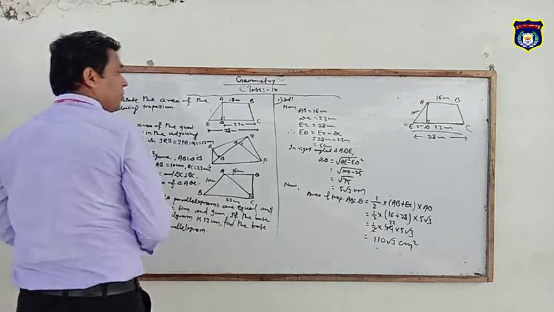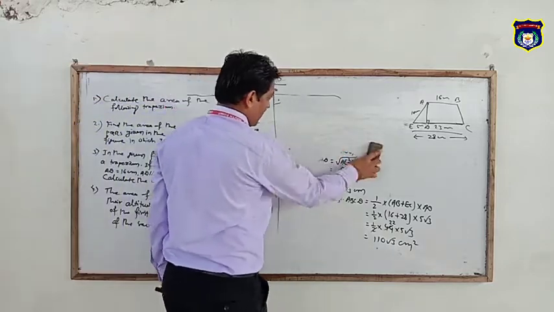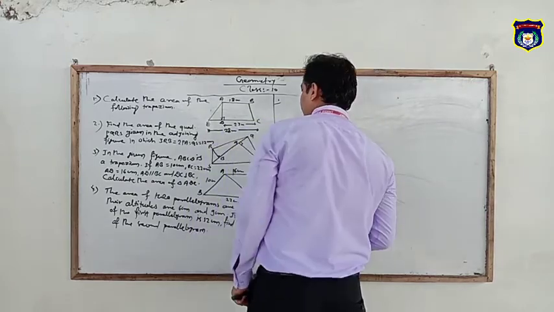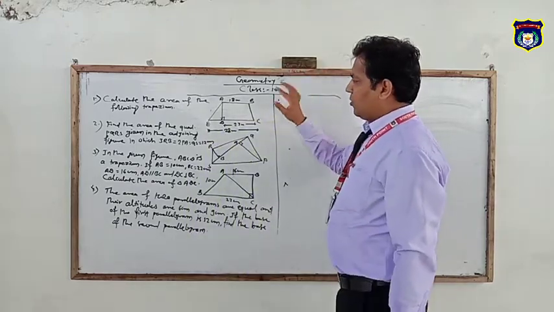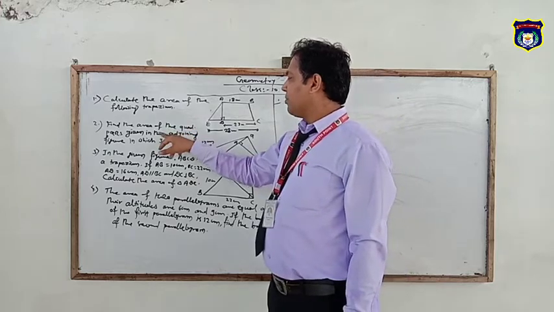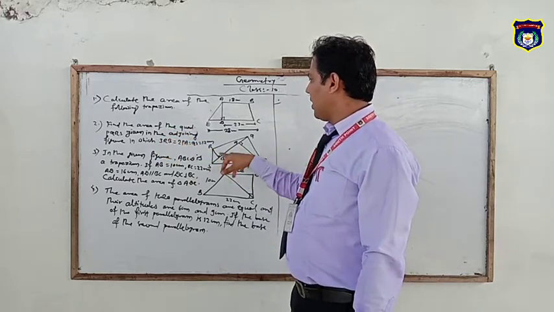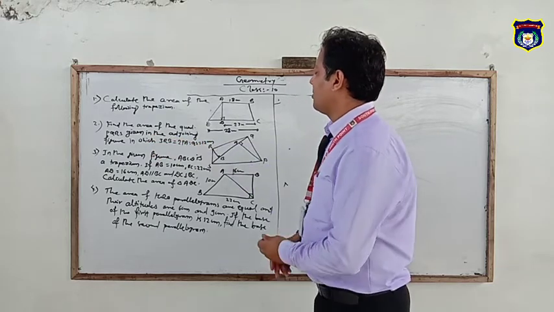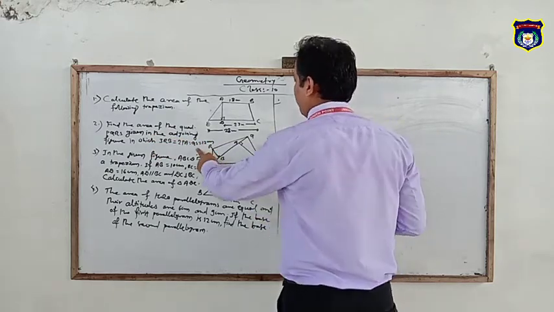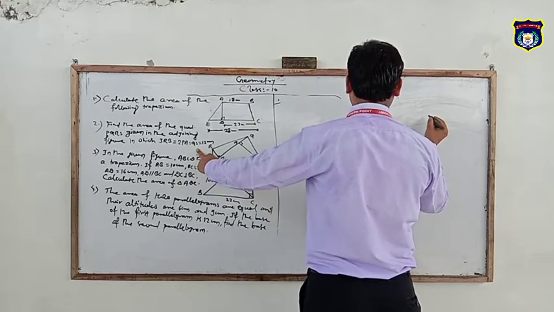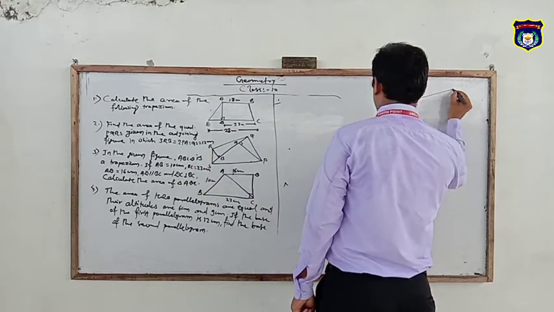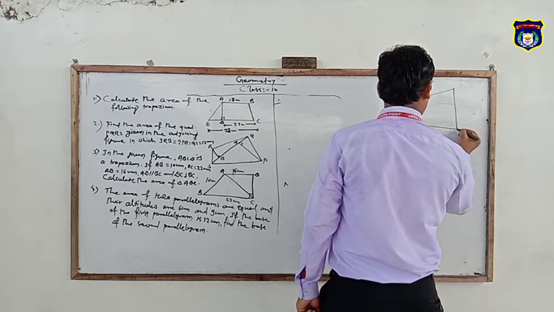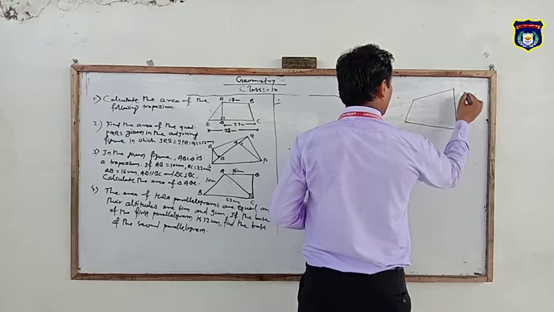Now next question, question 2. Find the area of quadrilateral PQRS given in the adjoining figure where 3RB equal to 2PA equal to QS is equal to 12 centimeter. First of all, we draw the figure, PQRS.